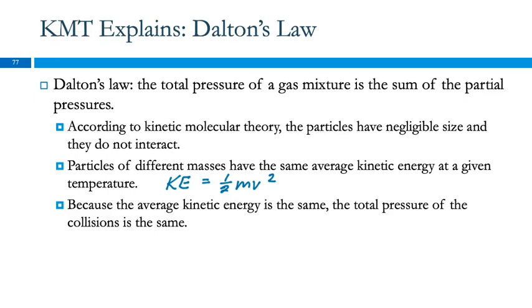So we can have particles that have different masses, but they have the same amount of kinetic energy. And so they're going to exert the same amount of pressure. It doesn't matter how big the particles are. The average kinetic energy is the same, so the total pressure of the collisions is the same. If you have big particles, they're going to be moving slower, but they're going to have the same kinetic energy as a smaller particle. Less mass will be moving faster. And they'll hit more frequently, although not as hard, and the pressure ends up being exactly the same, regardless of what particle it is.